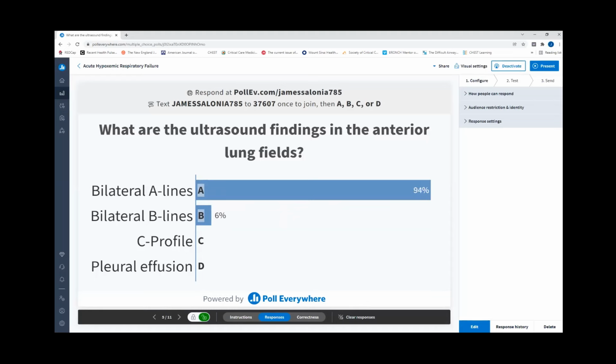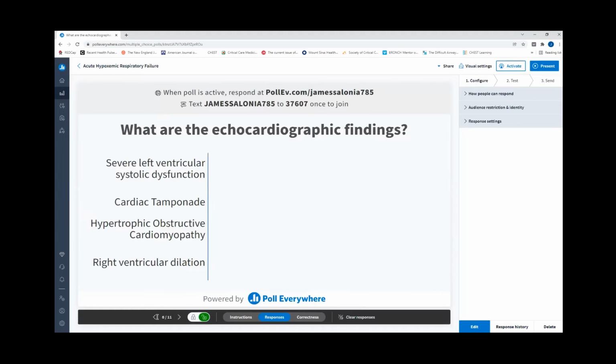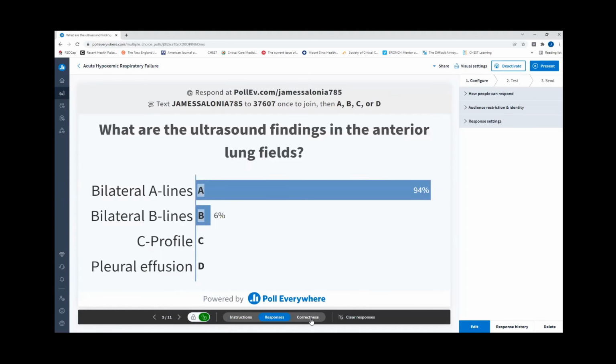I have a feeling this is going to get to 100%, so I just want to watch and see. So we're saying some people think bilateral B lines, 94% say bilateral A lines. So certainly the correct answer is bilateral A lines, and I'll show you why in a second.